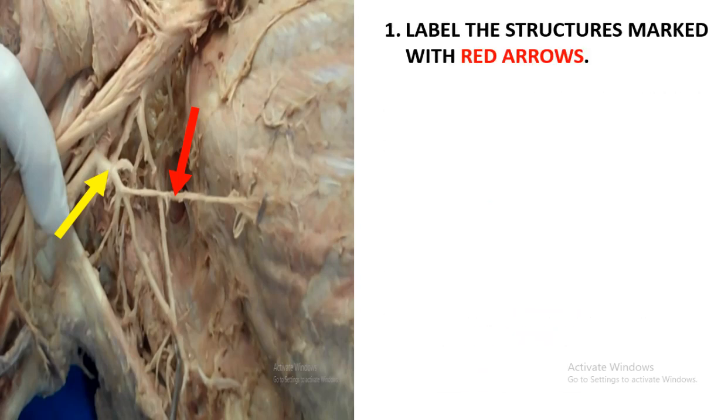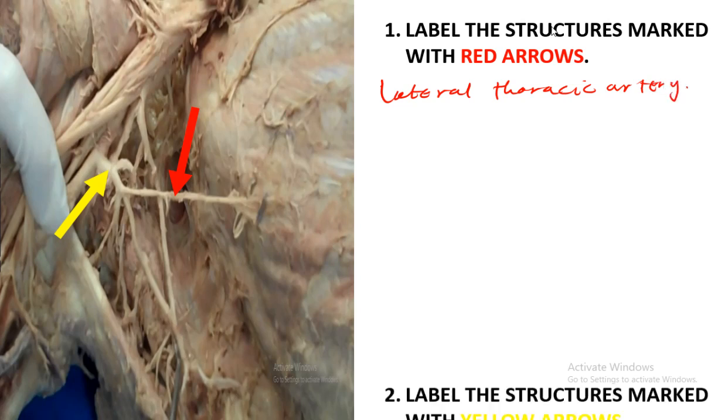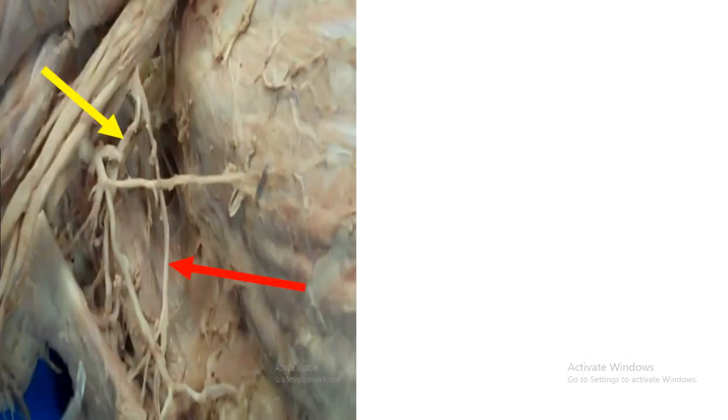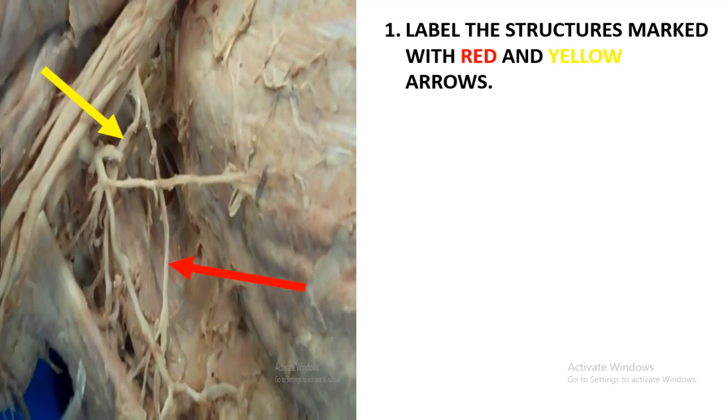The next one is label the structure marked with red arrow. That's just the lateral thoracic artery. And then the next question is label the structure marked with yellow arrow, which is just the subscapular artery, which is a branch of the axillary artery. So let's quickly move on and look at other parts. Label the structure marked with red and yellow arrow.